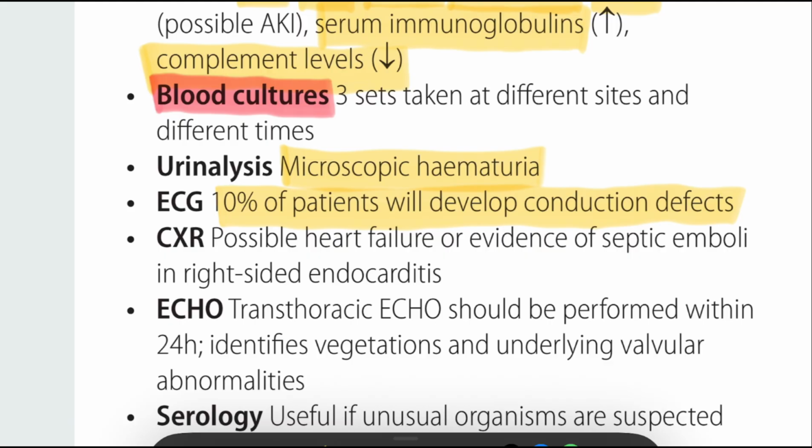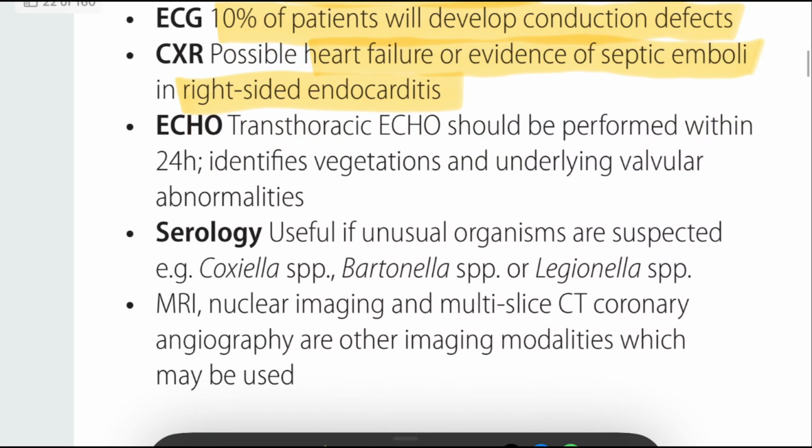Next, ECG: 10% of patients will develop conduction defects. On chest x-ray, we can see heart failure or evidence of septic embolism in right-sided endocarditis. Next, we can do echo. Transthoracic echo is the initial test. After that we go with transesophageal echo, which is more sensitive for prosthetic valves, small vegetations and abscess. We have to do it within 24 hours.